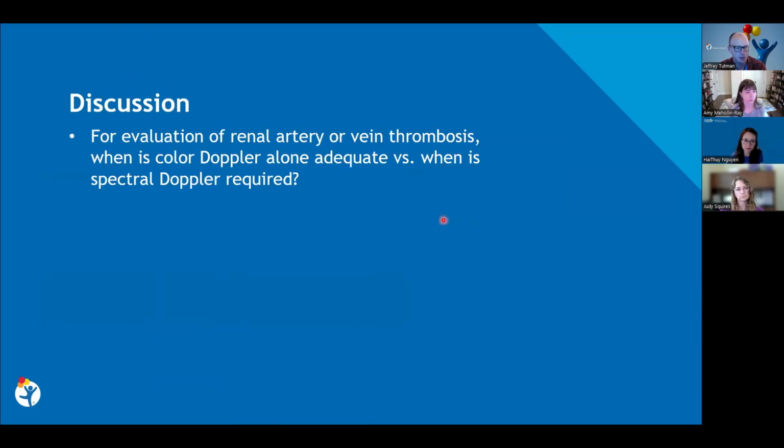But I'm curious what your general approach is if there's clinical suspicion for either renal artery or renal vein thrombosis. We've talked about how we can include color Doppler imaging as part of our typical renal ultrasound protocol without having to do an additional charge. But once we add the spectral Doppler, then we have to do a more thorough evaluation. I'm curious what your opinion is on when you can get away with just doing color Doppler alone versus when you would add spectral Doppler as well.